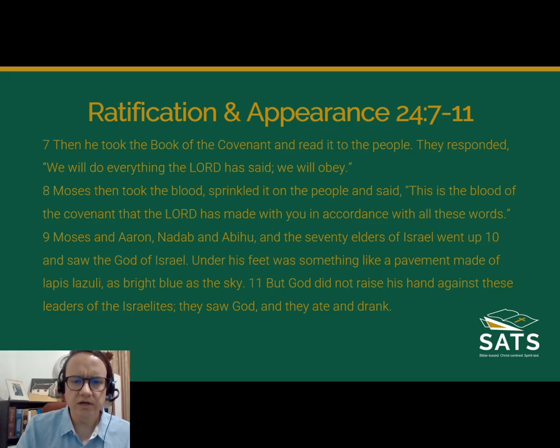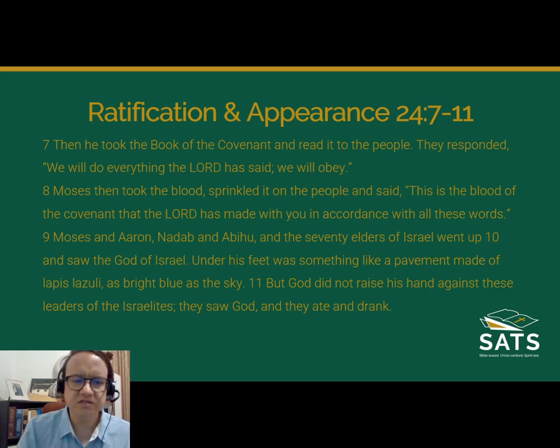Reading a little further, he took the book of the covenant and read it. Now he had written it down right before. He took the book of the covenant and read it to the people. They responded again. They say, "We will do everything the Lord has said. We will obey." Now this is a ceremony for the ratification of the covenant. Moses then took the blood, sprinkled it on the people, and said, "This is the blood of the covenant that the Lord has made with you, in accordance with all these words."